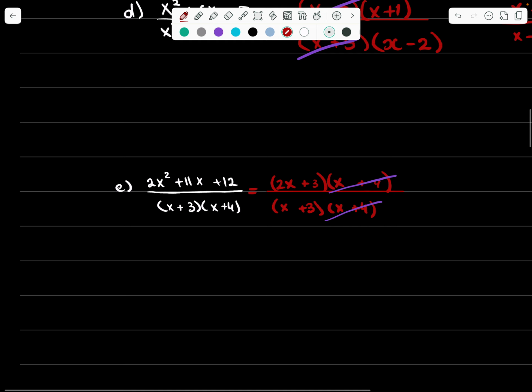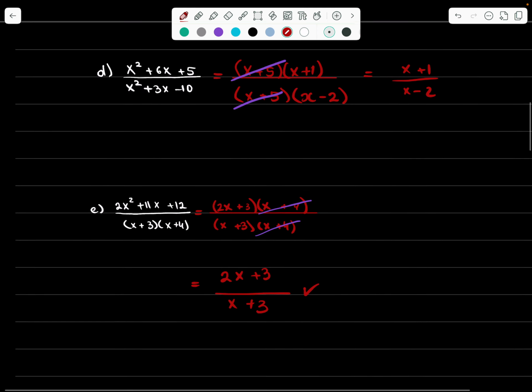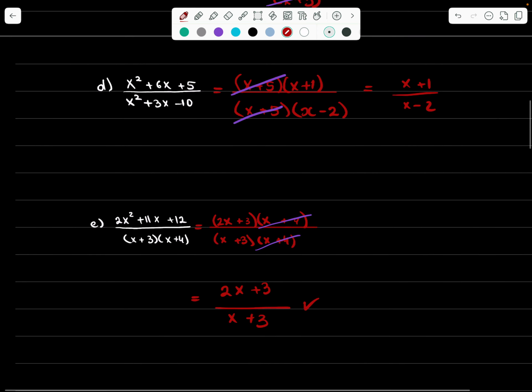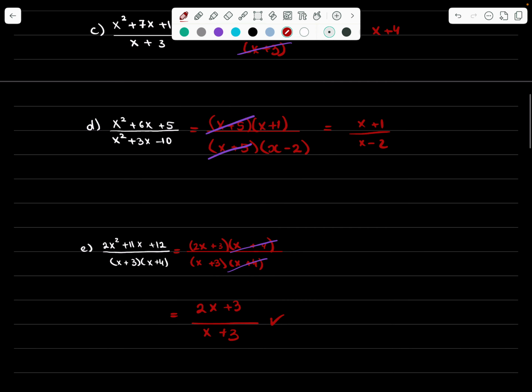We take them away and we say, all right, that's going to be (2x + 3) over (x + 3). So we are done. There will be one more example coming, and after that this subtopic is over. Hopefully you have an idea now, or you are just doing a revision on this topic.